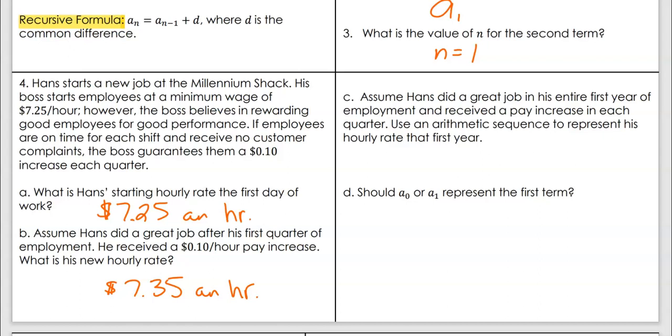So we already know the first one. What's the first one? $7.25. After his first quarter, what was it? $7.35. After his second quarter, $7.45. How many quarters am I going to go, by the way? I'm going to go 4 quarters. Good, that was 2. My third quarter, $7.55. And my fourth quarter, $7.65.